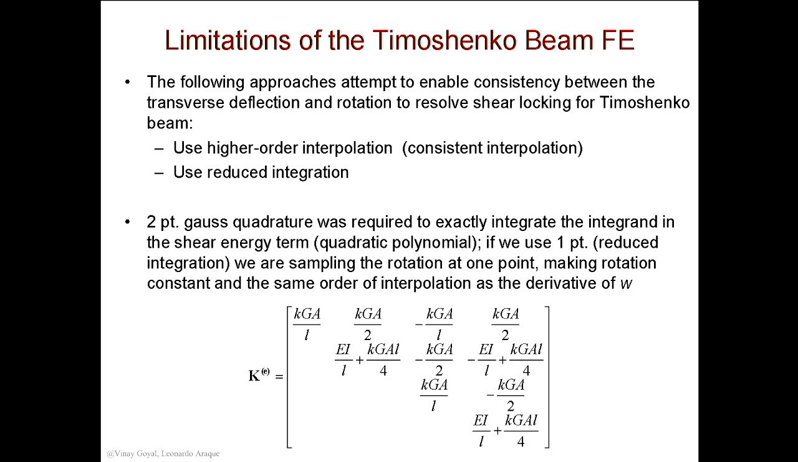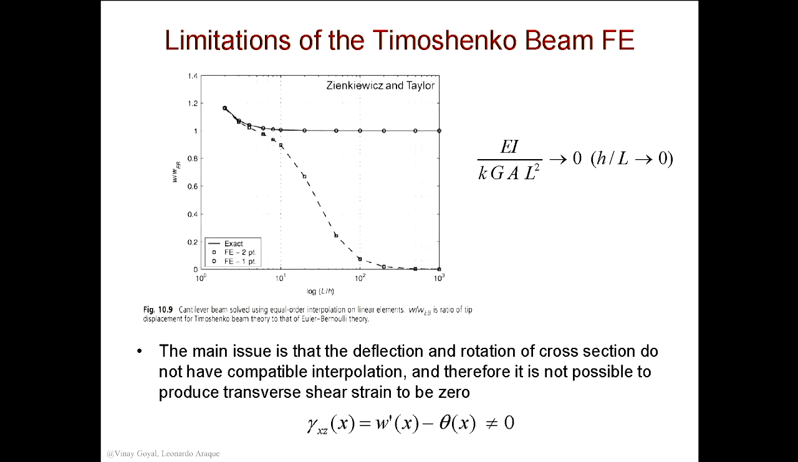It's called shear locking because it's a shear term causing this problem. Okay. So there are two approaches that people have used to circumvent this problem. The first one is called higher order interpolation. So we're going to use a higher order for W. What if I use a quadratic function for W? What do I get for the derivative of W? Linear. Now that linear function is consistent with theta, which is also linear. So that's a good idea, because now I have consistent interpolation. Now I can potentially replicate a zero shear strain for long beams.